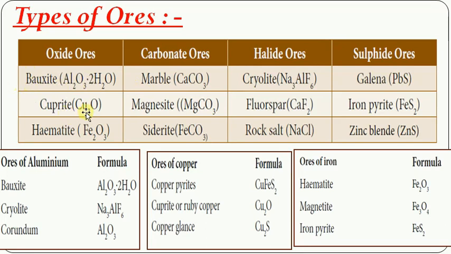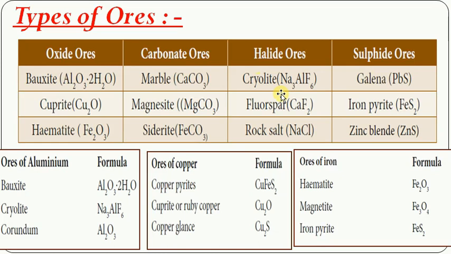Copper 1 oxide, Cu2O, is called cuprite. So it's an oxide ore. Hematite is Fe2O3, which is nothing but iron 3 oxide. If you learn the chemical name and relate it with the ore name, we can easily remember. Similarly, carbonate ores: marble CaCO3, otherwise called limestone, magnesite MgCO3, siderite FeCO3, that is calcium carbonate, magnesium carbonate, iron carbonate.